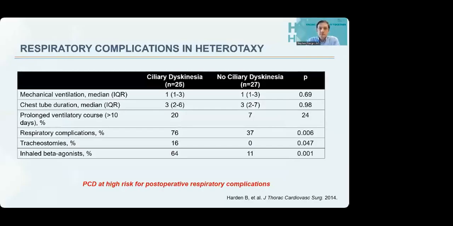But what about other risk factors aside from structural heart disease? Increasingly, heterotaxy is being recognized as a form of ciliopathy and often co-occurs with primary ciliary dyskinesia. This study looked at respiratory complications in patients with heterotaxy with and without ciliary dyskinesia who were undergoing cardiac surgery. And they found that patients with heterotaxy were more likely to experience respiratory complications, defined as things like failed extubations, respiratory failure, respiratory infections. They were more likely to have respiratory complications and to require inhaled beta agonists after surgery.